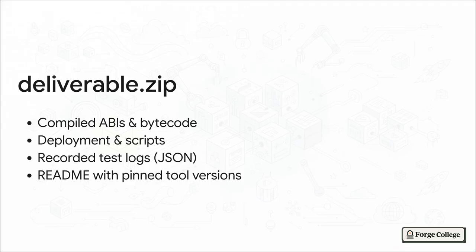Your final deliverable.zip is essentially your packing slip. It must include your compiled contract ABIs and bytecode. It must include all your deployment and integration scripts. It absolutely must include your recorded deterministic test logs in JSON format. And of course, it needs your README file with pinned tool versions so the reviewer knows exactly which versions of Node or Solidity to use. You miss even one of these components and I guarantee you the package gets rejected at the door.